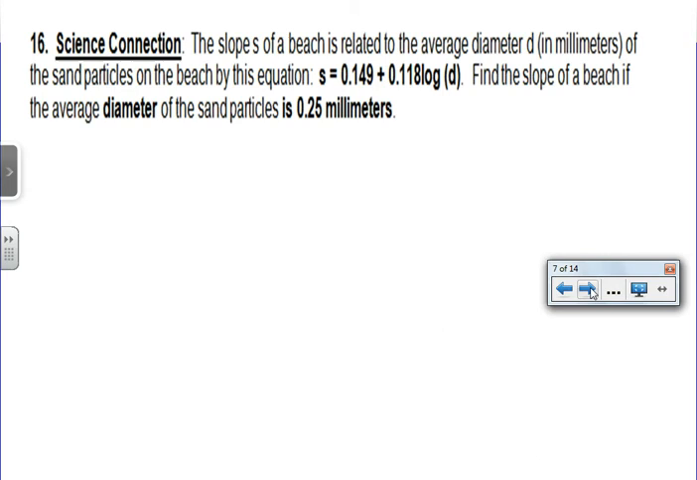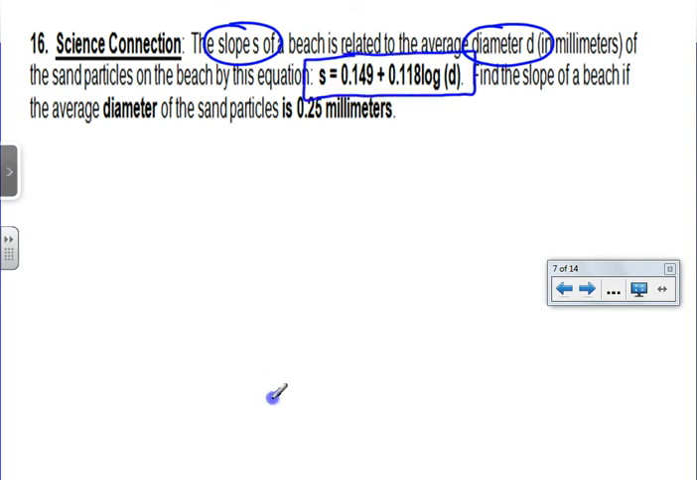Science connection. The slope S of a beach is related to the average diameter d of the sand particles, and it's given by this equation. So we're talking about beach erosion, which we don't live on a beach, but if you did, this would be a very important concept because you don't want your beach washing away. Depending on how big the sand particles are, that's going to affect how easily the beach will erode.